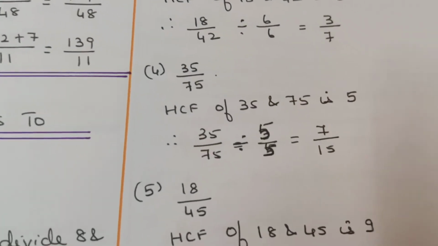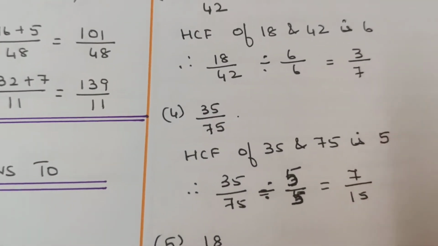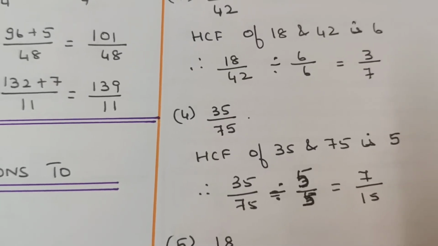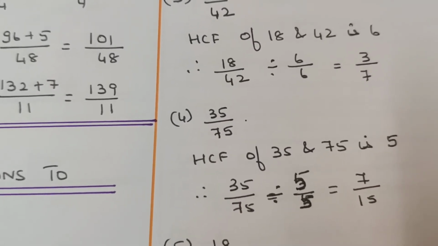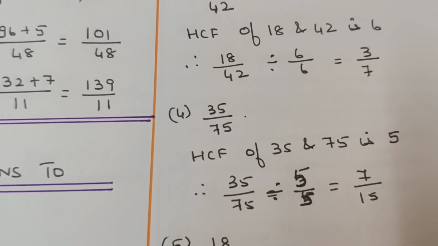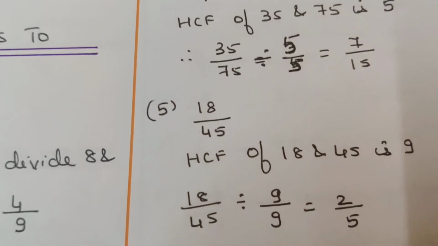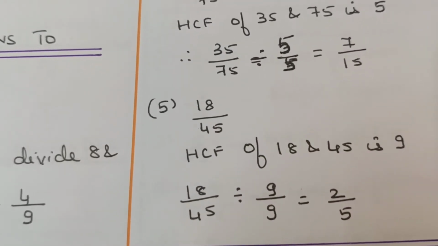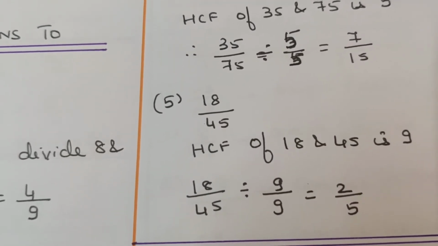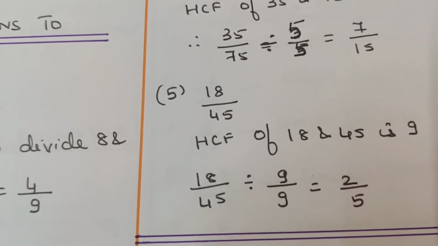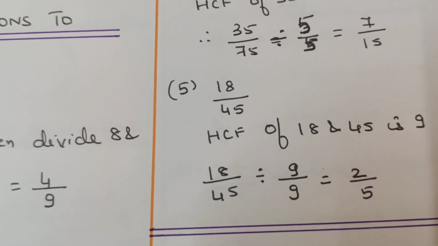The fourth one, 35 by 75. What is the HCF? 5. So you divide 35 and 75 by 5, and the lowest term is 7 by 15. Next one, 18 by 45. What is the HCF? HCF is 9. Therefore, you divide 18 by 9, 45 by 9, and the lowest term would be 2 by 5.